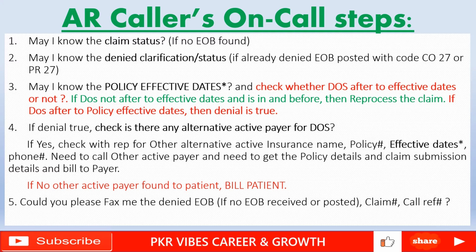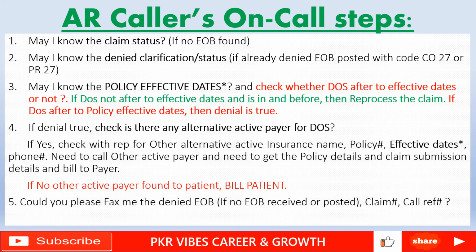So check whether the date of service we billed to the insurance is within the policy effective dates or after the policy effective dates. If the date of service is after the policy effective dates, then it is a true denial. If the denial is true, check on the call with the insurance representative whether there is any alternative active payer for the date of service to cover this patient.